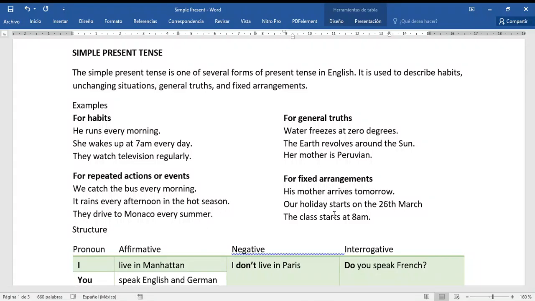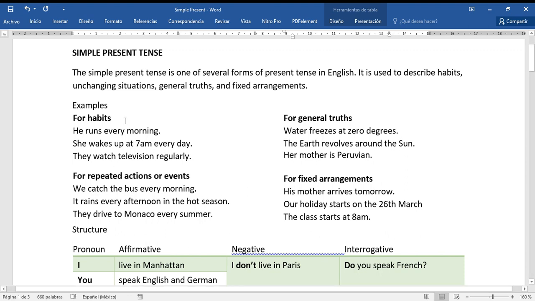The simple present tense is one of several forms of present in English. For example, we have present continuous or progressive, present perfect continuous or progressive, and today we are going to study the uses and the structure of the simple present. The simple present has four uses.